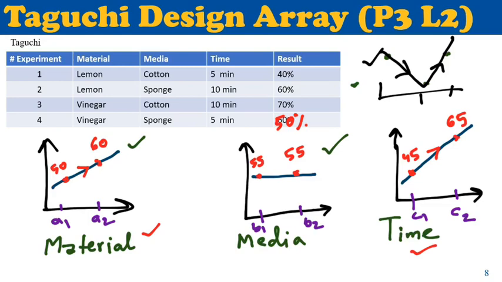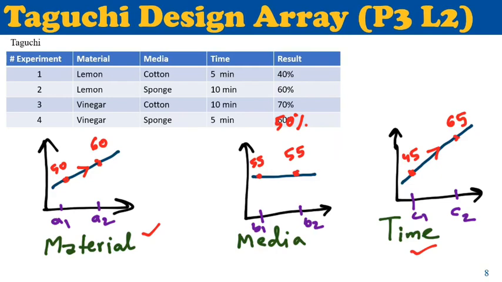We have only 3 here: increasing, no effect. We can have decreasing, maximum, or minimum. So these are the scenarios you can have in your average plots if you have more levels and more parameters. But for us, we don't have much. We have 3. So now what is the next step?